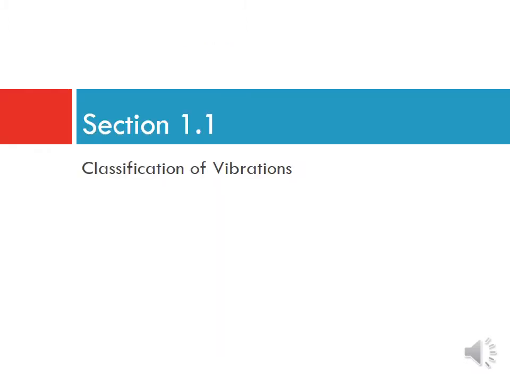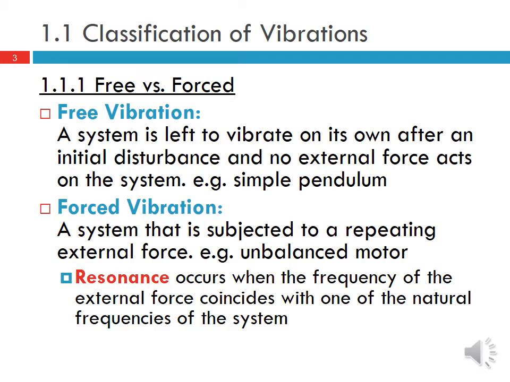So first, let's talk about classification of vibrations. There are some important classifications that we can discuss here. So the first is free versus forced vibration. Free vibration is where a system is left to vibrate on its own after an initial disturbance and no external forces act on the system, for example, like a simple pendulum. The key here is that there are no external forces acting and it is just vibrating freely on its own.